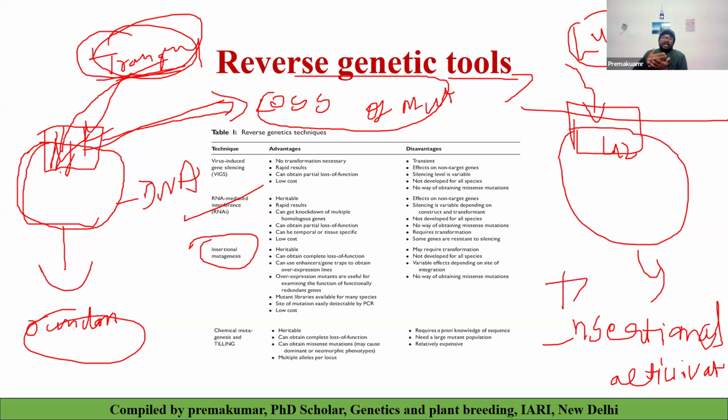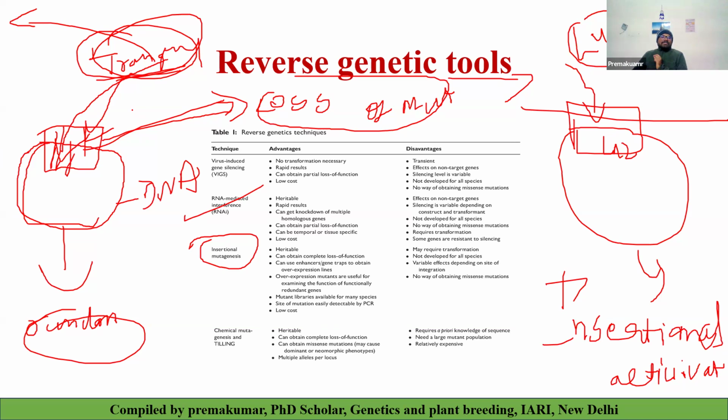But where in the genome it is located, how can we know? Have you heard about inverse PCR or TAIL PCR or plasmid rescue technologies? This is not required for you, but just for curiosity purposes I'm telling you. There are several technologies. For example, anyhow we know the sequence of this transgene.